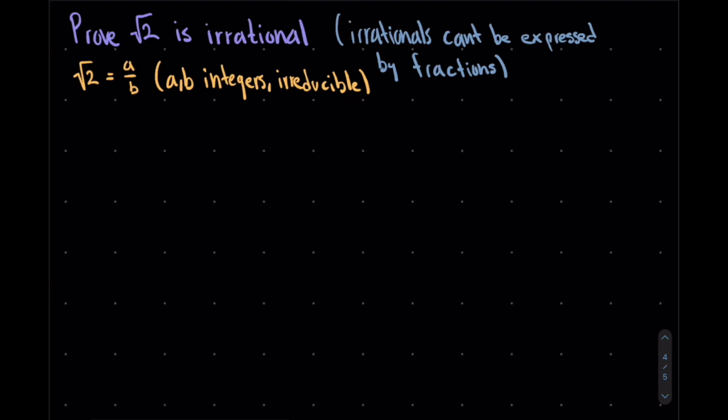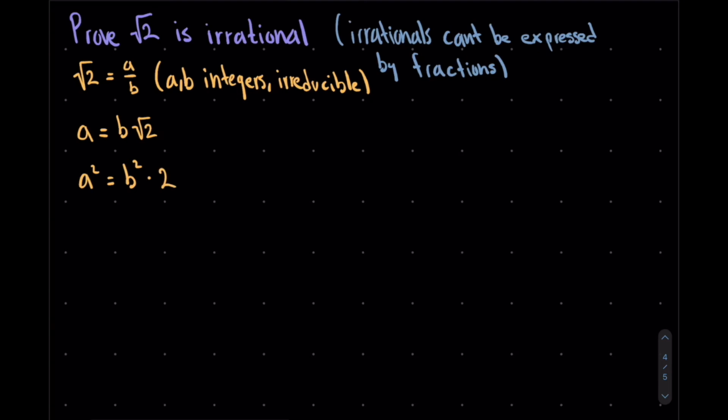And so what we're going to do is rearrange this equation by multiplying both sides by b. So we'll have on the left side a is equal to b times the square root of 2. Now we're going to square both sides. So on the left hand side we'll have a squared is equal to b squared, and the square root of 2 squared is 2, so times 2.